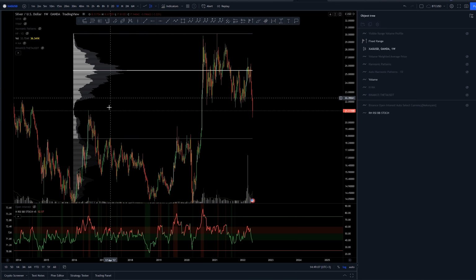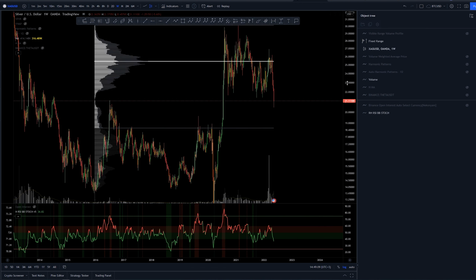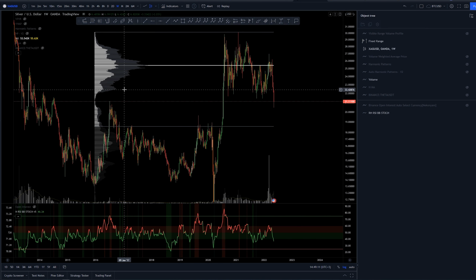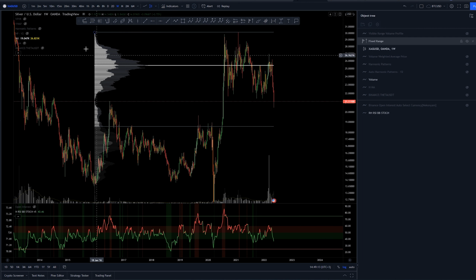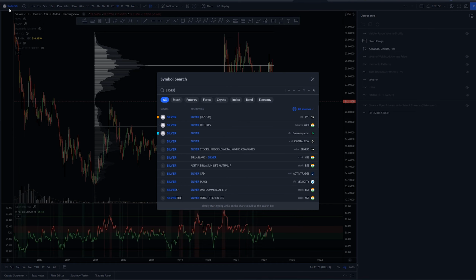But again, I didn't have this volume data back then, and I'm not even sure if this is a good chart to look at volume, but let me know if you have a better one than this Oanda for silver, so I can check that for the next video.